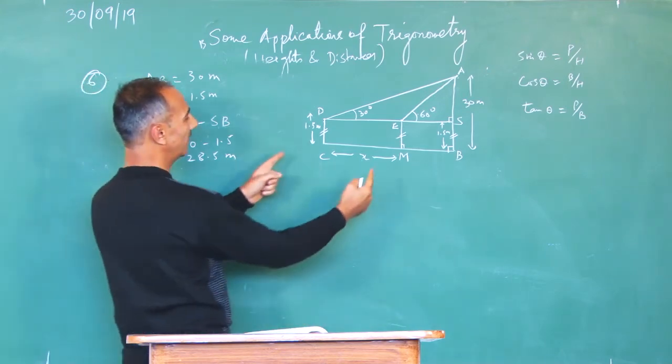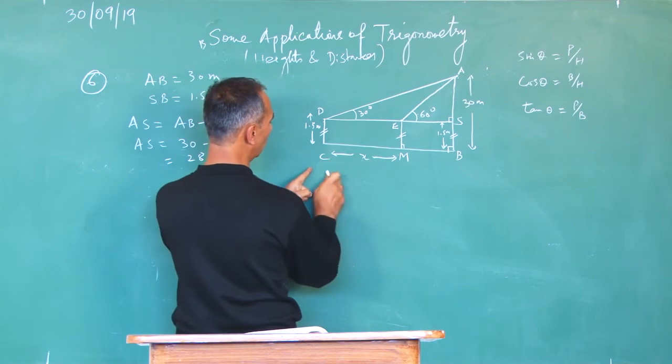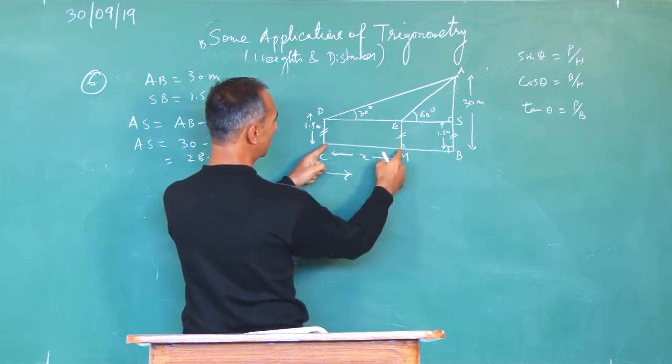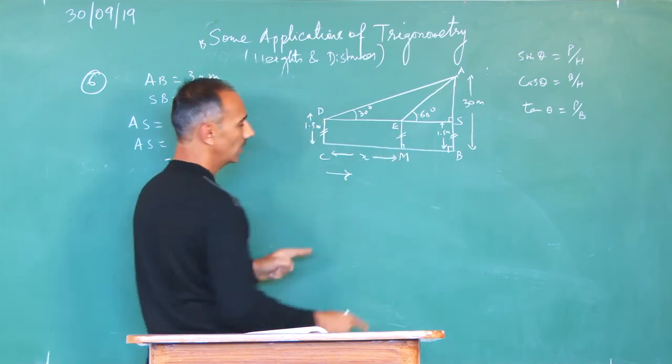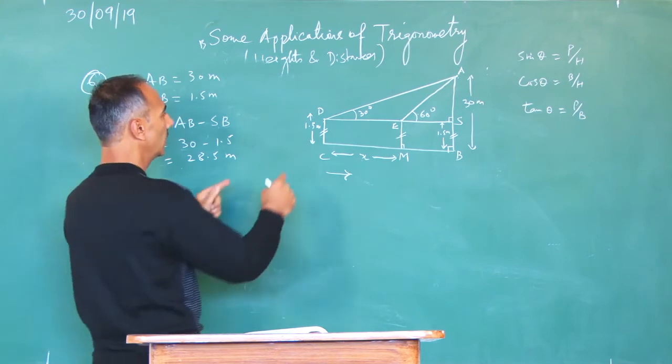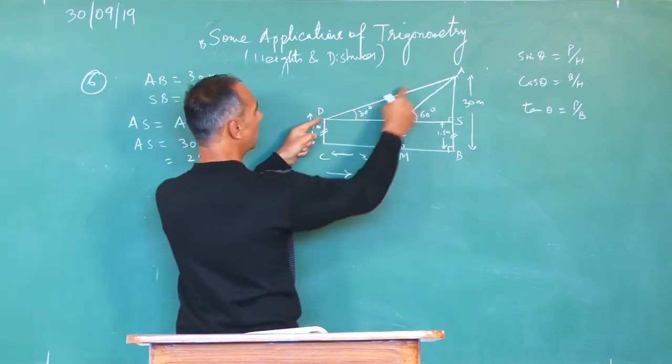Now you need to find this distance, how much he has walked. The boy is walking in this direction towards the object. Now this distance is the same as this distance. You have two right triangles, so you need to enter both of the right triangles. Now we will enter triangle ASD.